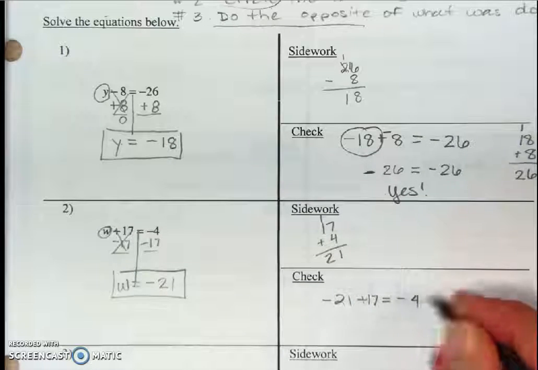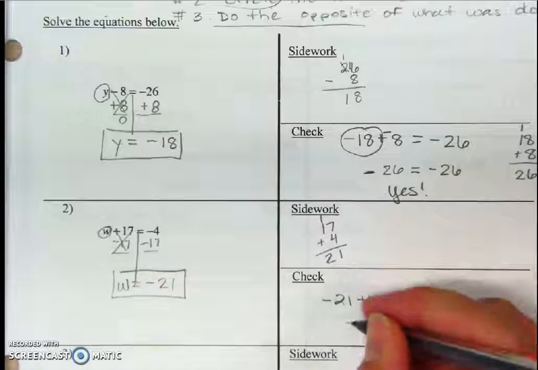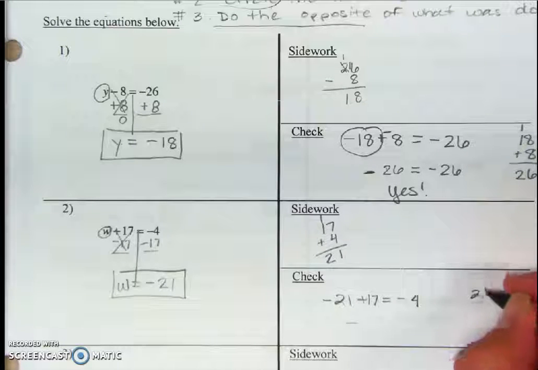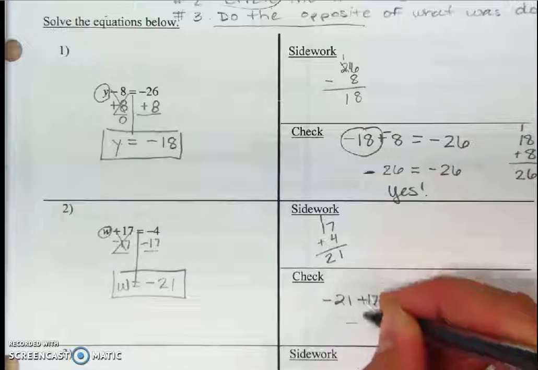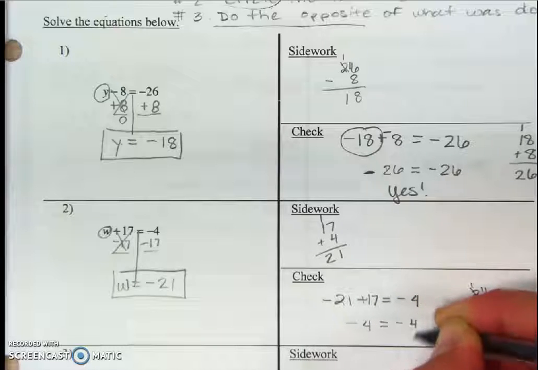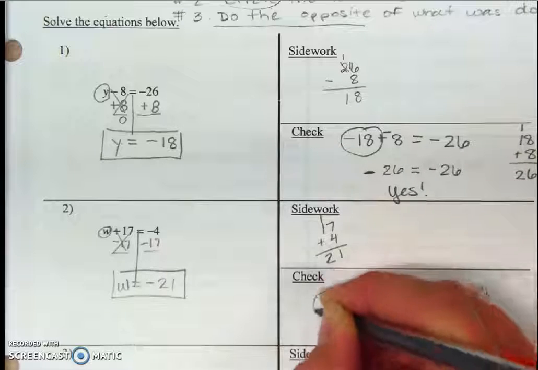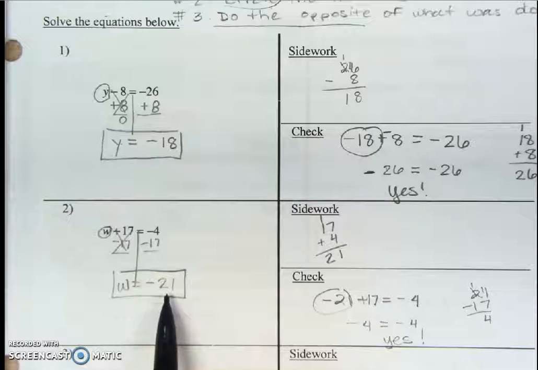Okay, let's think about that. Do I have more negative or more positive? I have more negative, so my answer is going to be negative. To figure out how many more, we subtract. 21 minus 17. I'm going to have to borrow, and 11 minus 7 is 4. So on this side, I would get -4, and on this side, I have -4. Does that come out balanced? Yes. So that tells me that missing number W was -21.